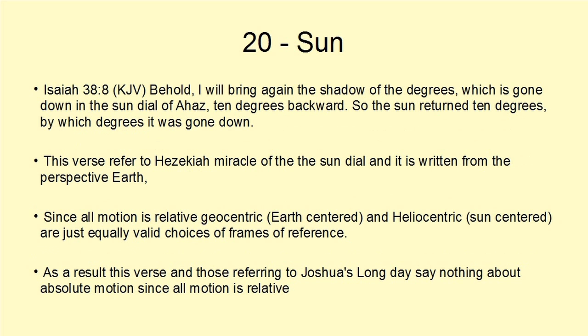Isaiah 38:8. Behold, I bring again the shadow of the degrees, which is gone down in the sundial of Ahaz, 10 degrees backwards. So the sun returned 10 degrees, by which degrees it had gone down. This verse refers to Hezekiah's miracle of the sundial, and is written from the perspective of Earth. Since all motion is relative, geocentric and heliocentric are just equally valid choices of frames of reference. As a result, this verse and those referring to Joshua's long day say nothing about absolute motion, since all motion is relative.